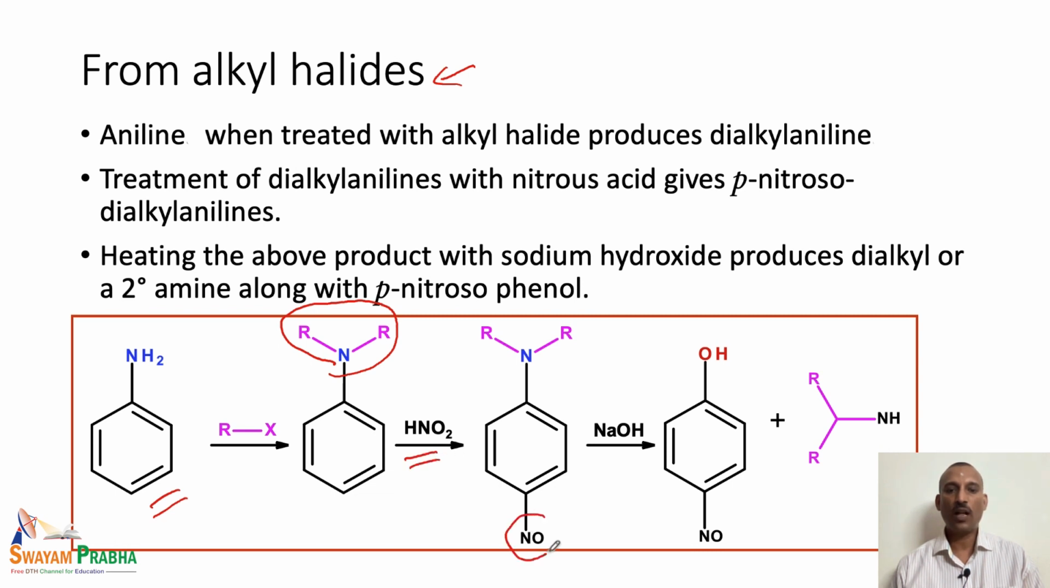We end up with the nitroso derivative, that is the para-nitroso derivative, that means para-nitroso dialkyl aniline is formed, and this on treatment with sodium hydroxide undergoes cleavage. Here we end up with the cleavage of this particular carbon-nitrogen bond between the aromatic unit and the nitrogen. We end up with the secondary amine as our final product, along with the formation of para-nitrosophenol as the byproduct. Anilines and alkyl halides can be reacted together to get the secondary amine. So, this is another method of preparing secondary amines from alkyl halides.